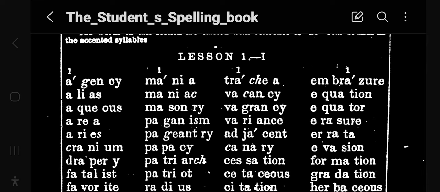I'm gonna go to the next column. Mania. Maniac. Masonry. Paganism. No, there's no R in there. Pagentri, or something like that. Papasi?